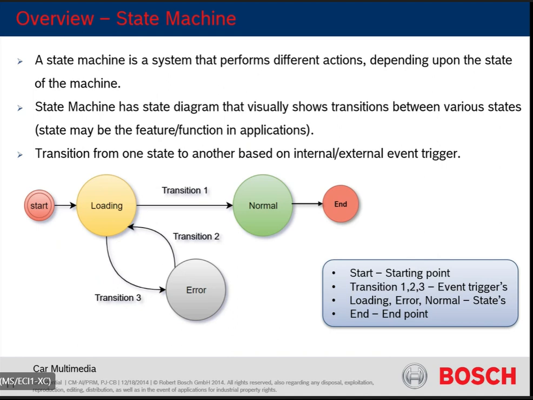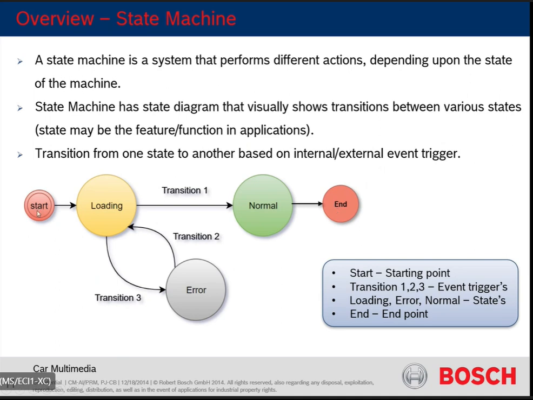Yeah, the next part is the state machine. We already saw the view part in MVC, the framework, which comes under view. The state machine comes under the controller. So a state machine is a system that performs actions depending on the state of the machine. Like here we can start. This is one starting point. These are the loading, error, normal. These are all the states. This is a simple example I have given here. These are transitions 1, 2, 3, or even triggers, then this is the endpoint.